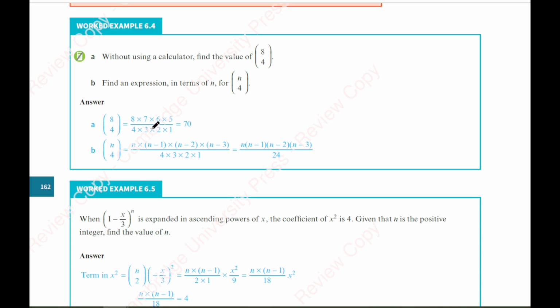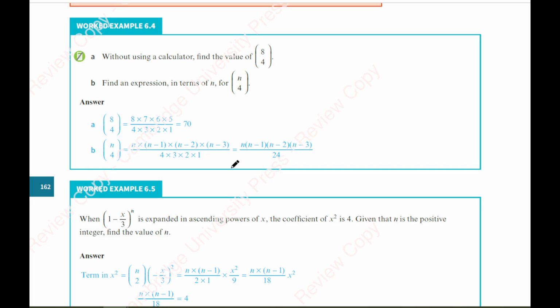Here you can cancel 2 and 2, and then you will have 3 and 3. I can cancel with this, so it's less 2, and then 35 times 2 is 70. So it's quite easy. And here, if you have n and 4, you know that basically you have only 4 terms multiplied, and then you start with n, then you decrease n by 1, then you decrease n by 2 and by 3, and that is all because you have only 4 terms. And here below you just have 4, 3, 2, 1, and that is done.